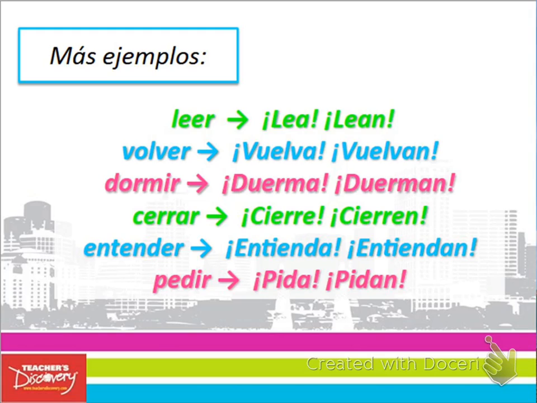Cerrar is the verb to close. So if you tell one person to close something, cierre. If you tell a bunch of people, cierren. Entender, to understand. And pedir is to ask for. So if you're telling one person, pida. If you're telling multiple people, pidan. But it has nothing to do with what you're asking for, so you're not making it agree with anything.